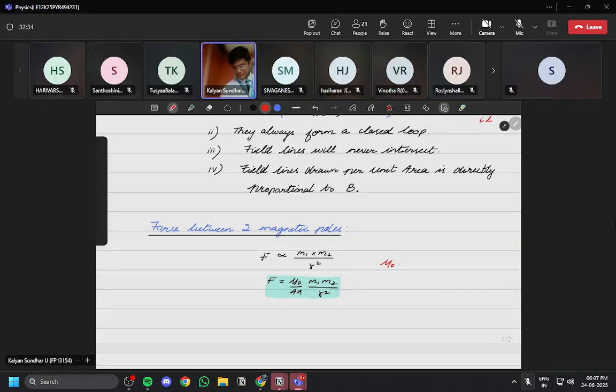Where your mu naught value will be equal to 4 pi into 10 to the power minus 7 Weber per ampere meter.